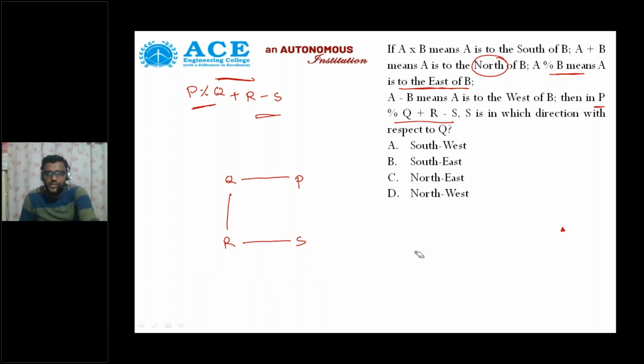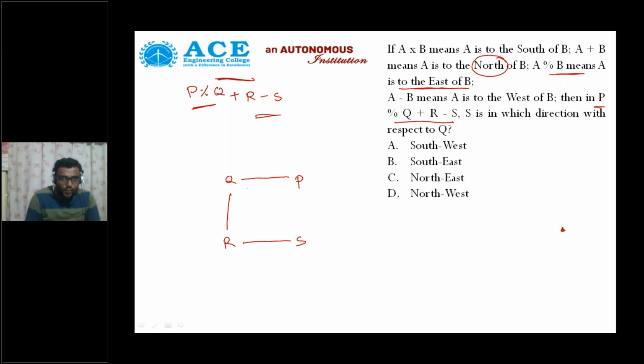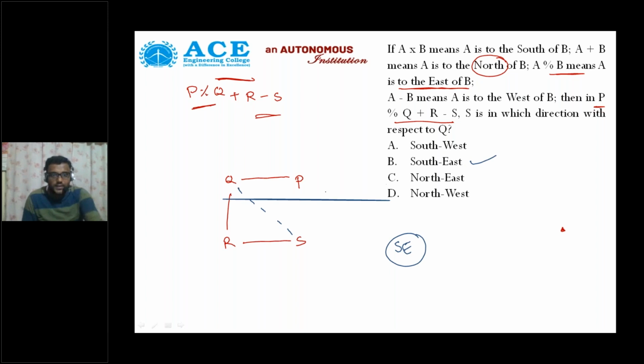Now here, what is the question? S is in which direction of Q? Where is S with respect to Q? Q below means south, and to the right side, so we get southeast. Southeast is the answer, because this is the corner with respect to Q. Q is at the center we have to consider. If you go like this, this is southeast.